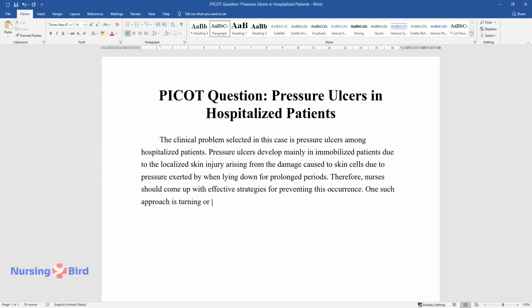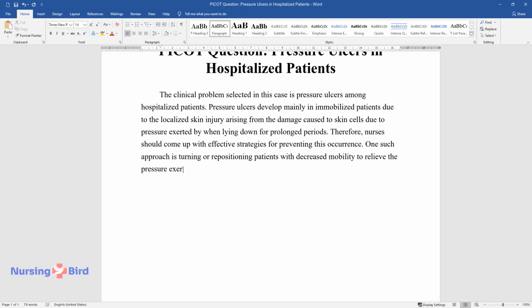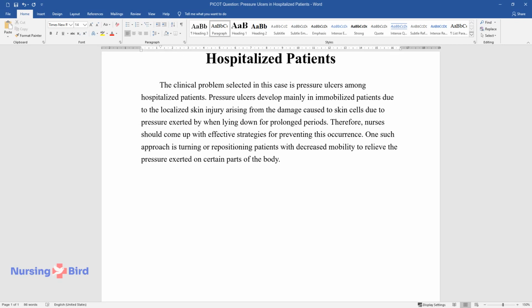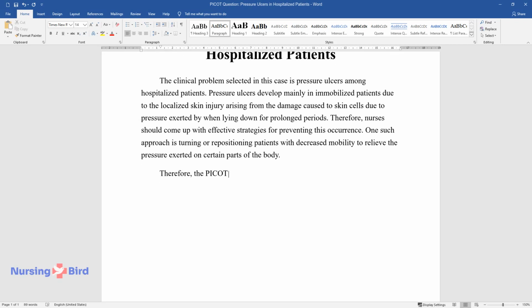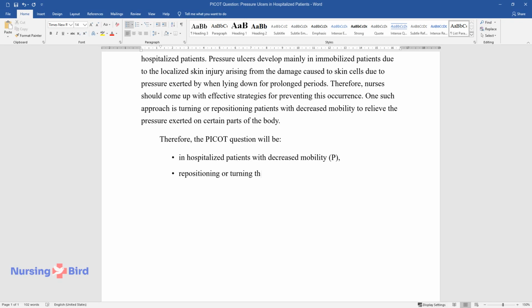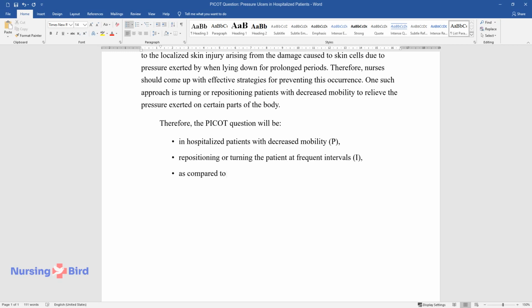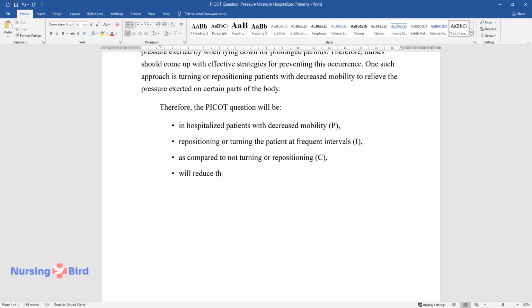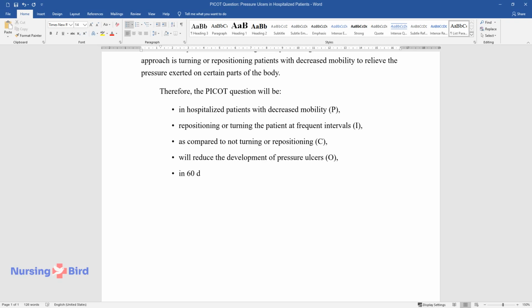One such approach is turning or repositioning patients with decreased mobility to relieve the pressure exerted on certain parts of the body. Therefore, the PICO question will be: in hospitalized patients with decreased mobility, P. Repositioning or turning the patient at frequent intervals, I. As compared to not turning or repositioning, C. Will reduce the development of pressure ulcers, O. In 60 days, T.